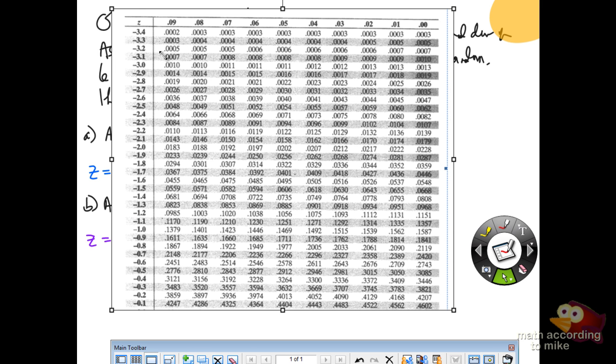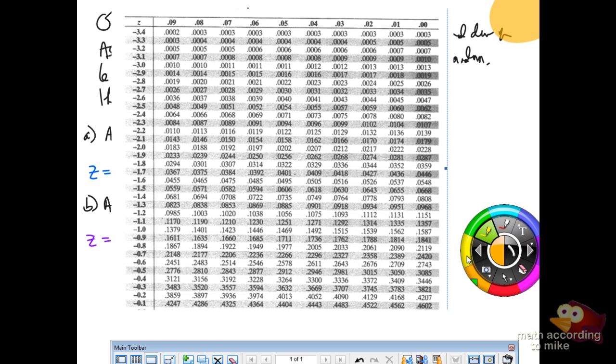We are looking for the negative 2.0 row. That's this one. We're looking at the 0/100th column. Notice on this side, the 0/100th column is over here. What percentage do we get here? 2.28%. But this is the probability of picking a year with less than 25 inches of rain.